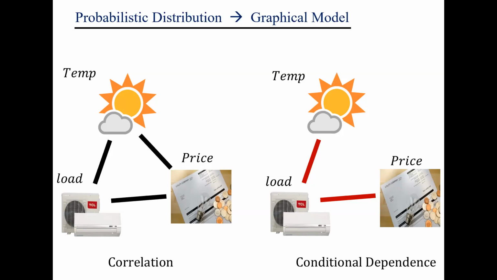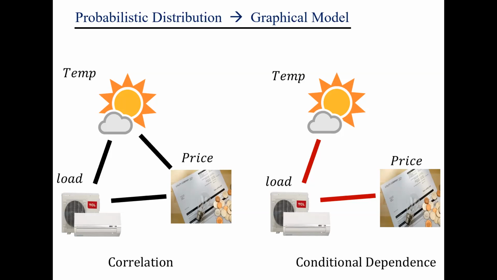But if you think about it, what we should really be thinking about is conditional dependence. By which I mean, your temperature and the price of your bill might be correlated, but this dependence between them is actually happening through the load, which means if I give you the information about the amount of load being consumed, the pricing data is independent of temperature. That is, temperature does not have any additional information about your price other than what is already encoded in the load of the system. So this is a very dependence or information flow-based way of looking at probability distributions. And that is what a graphical model is.